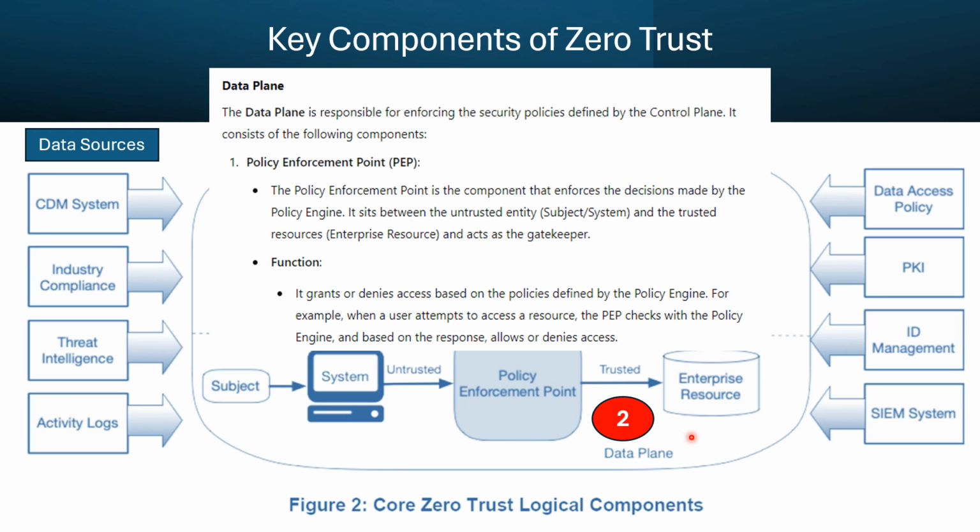For example, when a user attempts to access a resource, the PEP checks with the policy engine, and based on the response, it either allows or denies access.